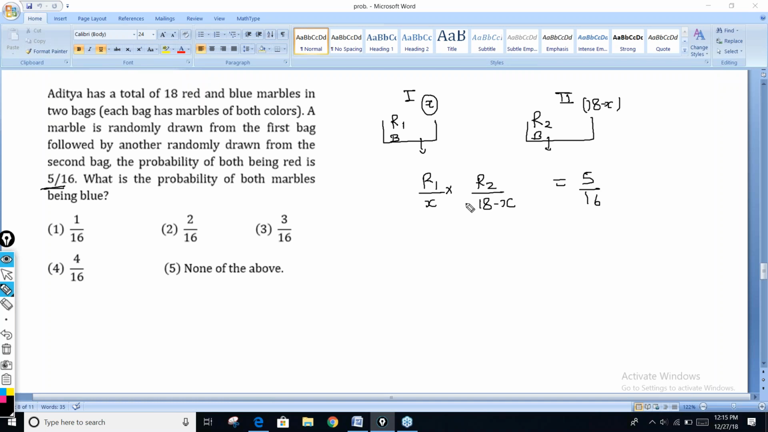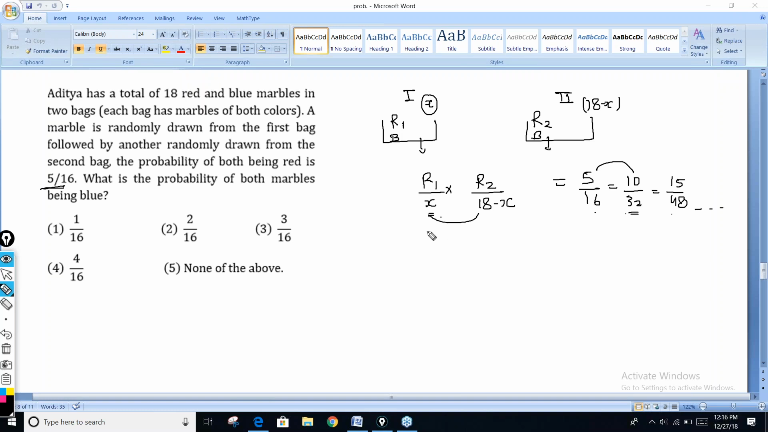Now, what we need to do, rather than making it an equation, is break x and 18 minus x in such a manner that the denominator comes out to be 16 or a multiple of 16. If it comes out to be 10 by 32, then also I can write it as 5 by 16. If it comes out to be 15 by 48, then also I can write it as 5 by 16. So this product can be either 16 or 32 or 48 or any multiple of 16. So let's check what are the possibilities.